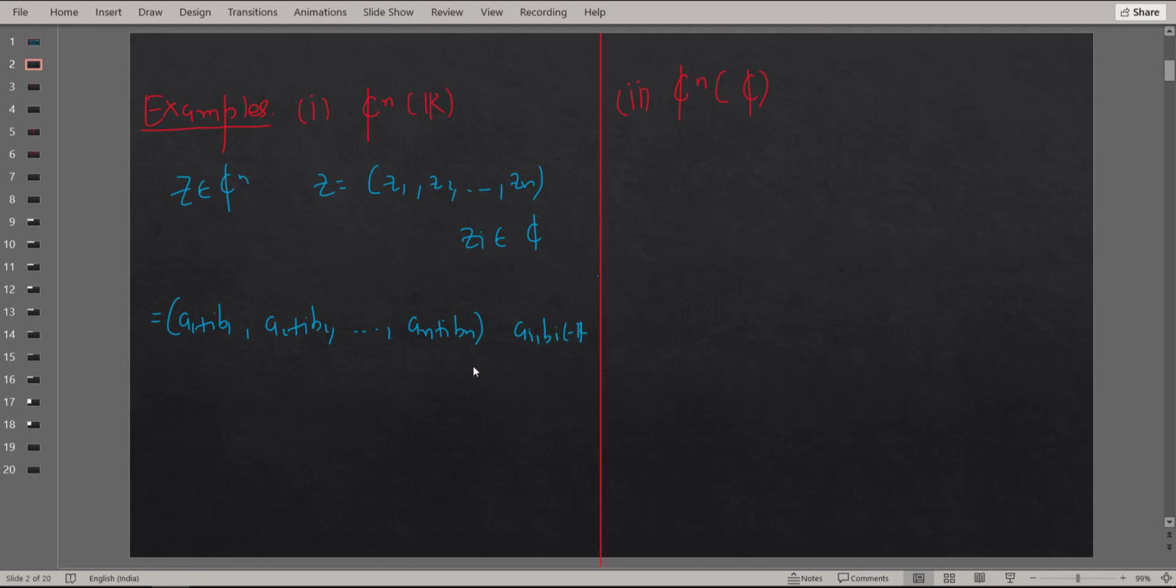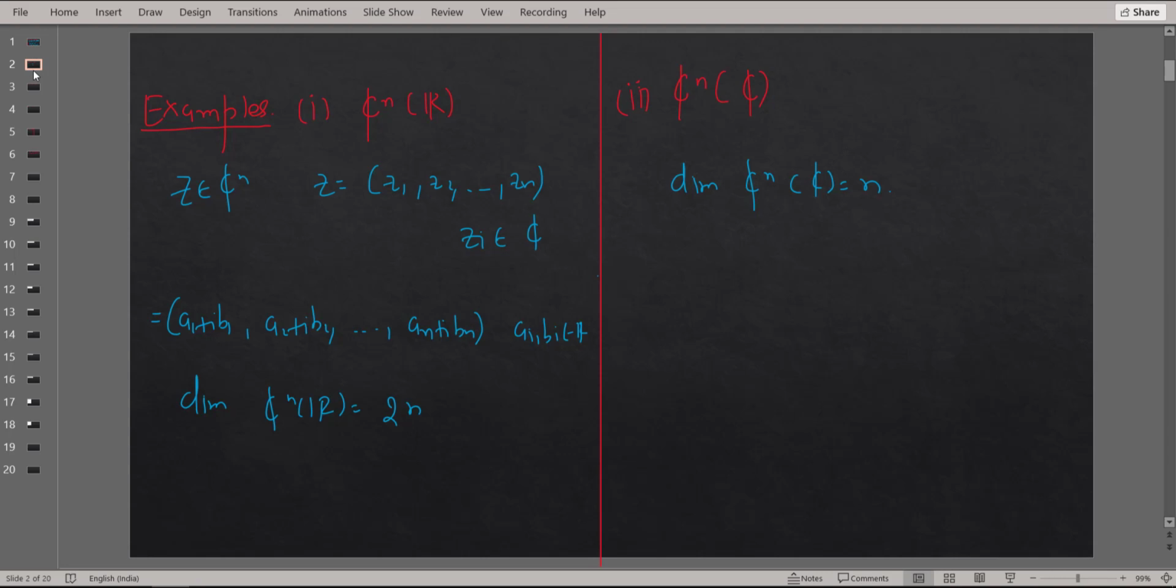Here there is no condition, so we can count the number of unknowns. The number of unknowns is 2n, so the dimension of Cn over R is 2n. Now if the field is complex numbers, there is no need to express Z1, Z2, ..., Zn in terms of real numbers. So the number of unknowns is n, so the dimension of Cn over C is n. I hope you understand this example.